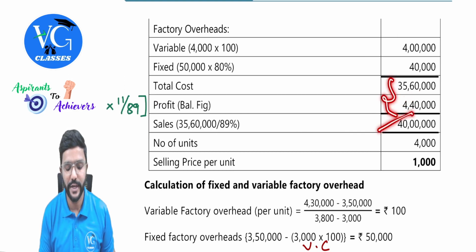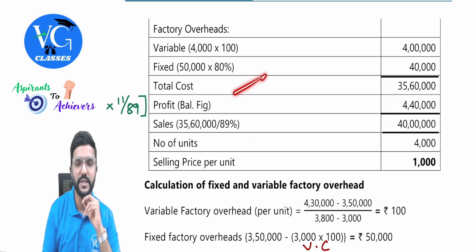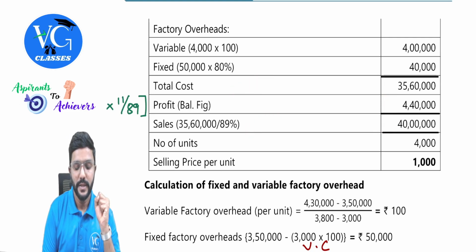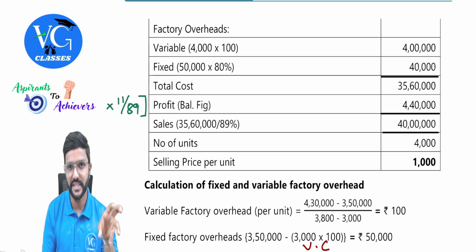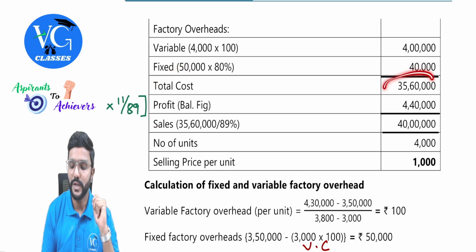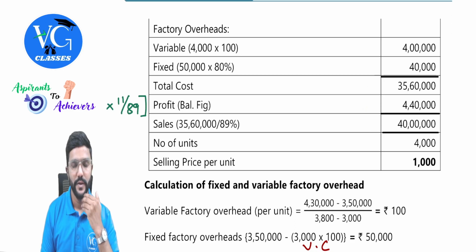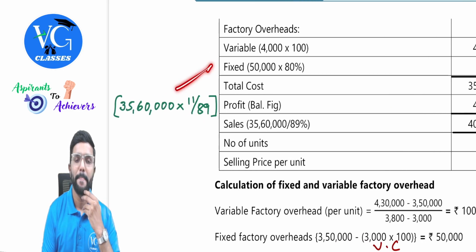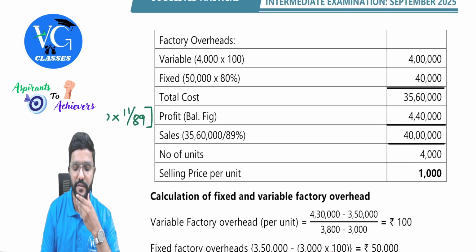So add up both, you will get total sales. Or else, how they have done here is, total cost we have got, and we know that total cost is 89% of sales, because profit is 11%, right? So total cost divided by 89% they have done. We got sales, and profit now is a balancing figure, that is sales minus total cost. They have done like that. We can also calculate like this, how I have shown in green color, guys. Is that clear? Both will give you same answer.